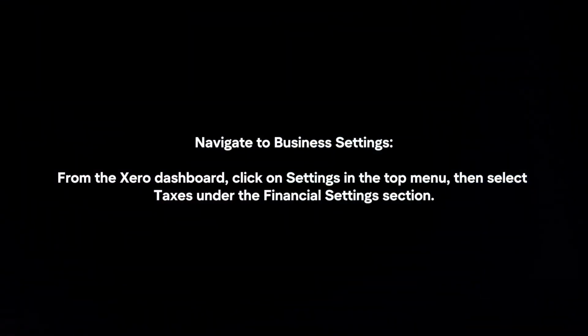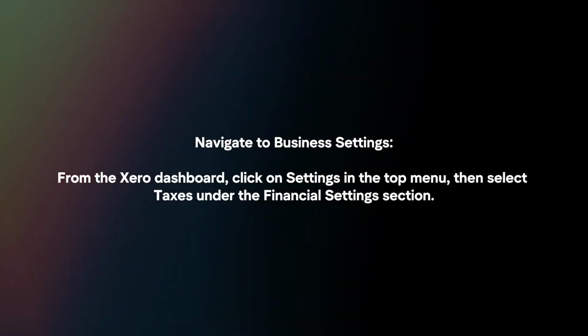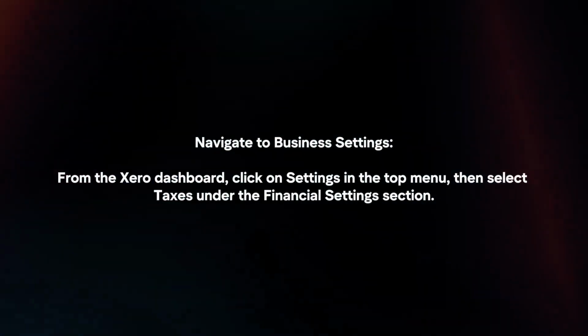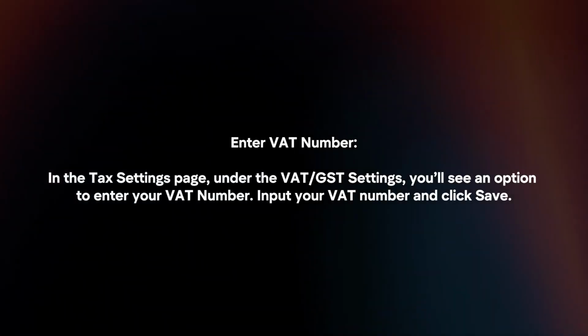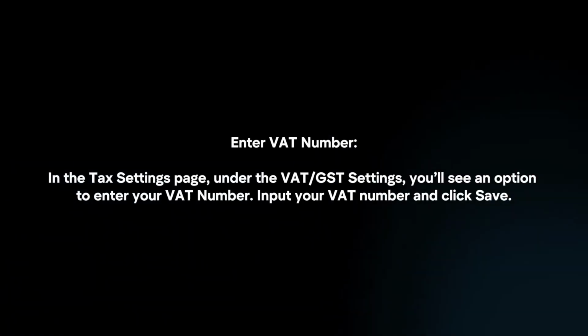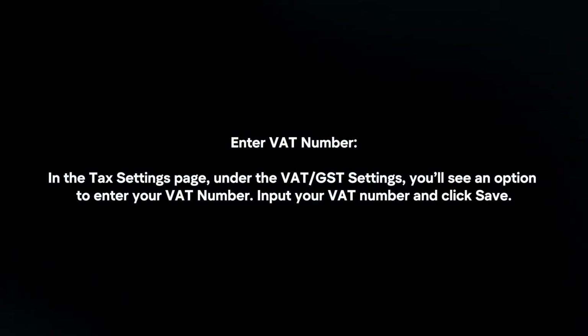Navigate to Business Settings. From the Xero dashboard, click on Settings in the top menu, then select Taxes under the Financial Settings section. Enter VAT number. In the tax settings page, under the VAT or GST settings, you will see an option to enter your VAT number. Input your VAT number and click Save.